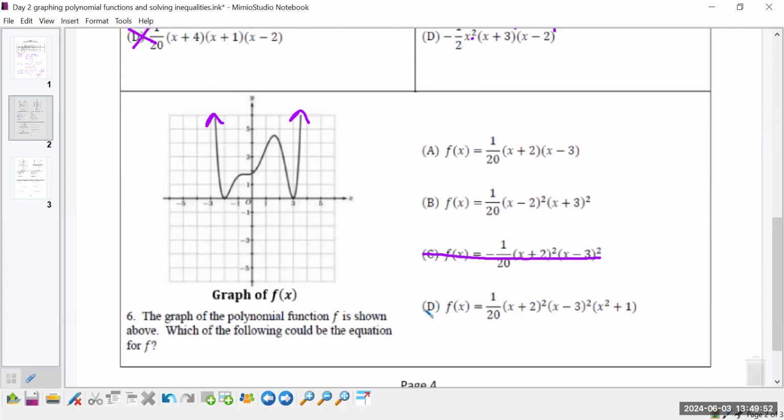Immediately you eliminated answer choice C, and answer choice D. Oh, wait, no, I'm wrong. That's a 2 there. So this is degree 6, so it's still in the running.